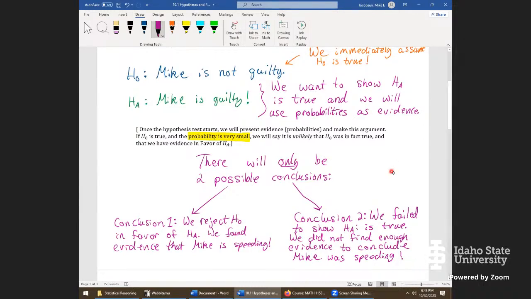So those are the two conclusions. We absolutely want to go for this one, where we showed the alternative is true. Well, any questions so far, folks, with these hypothesis testing ideas?